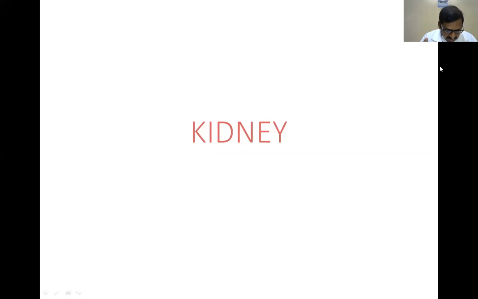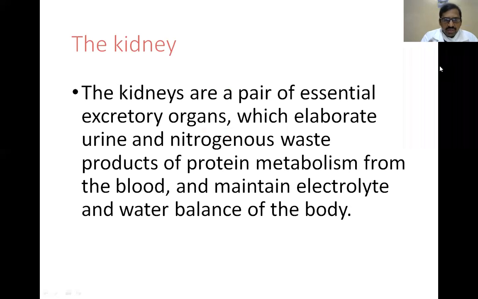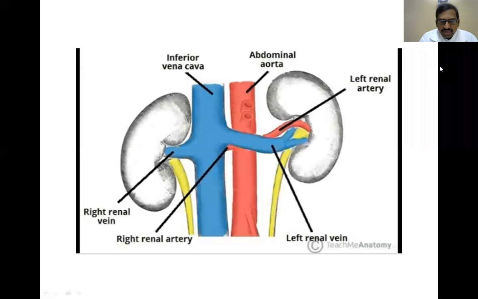Okay, next coming to the palpability. Usually you are unable to feel the kidney. Okay, the kidneys are a pair of essential excretory organs which elaborate urine and nitrogenous waste products of protein metabolism from the blood and maintain the electrolyte and water balance of the body. Here, these are the two kidneys. You see, this is the right kidney and this is the left.